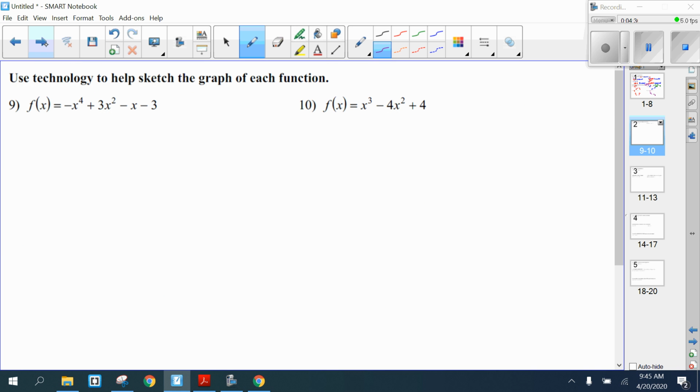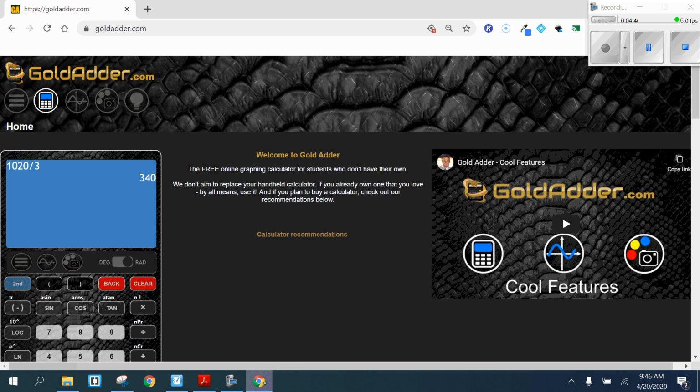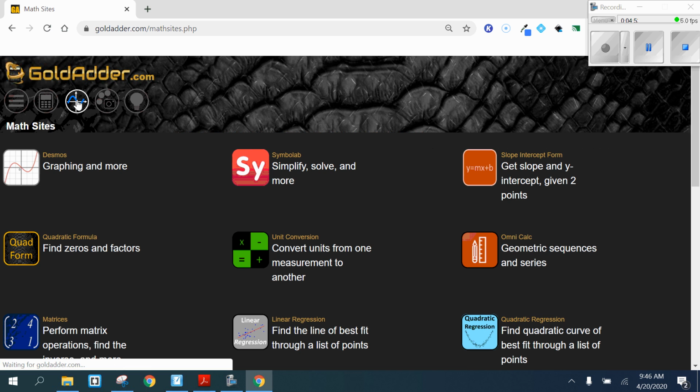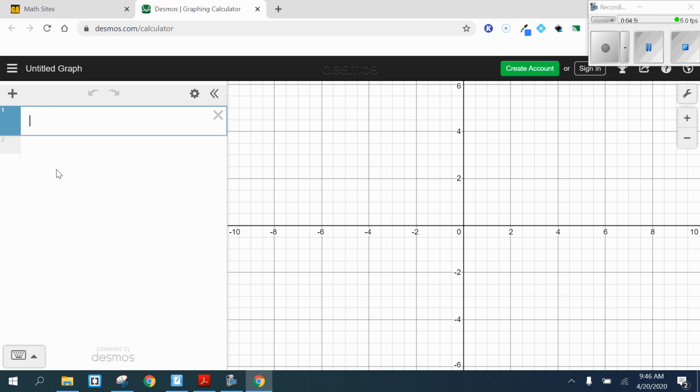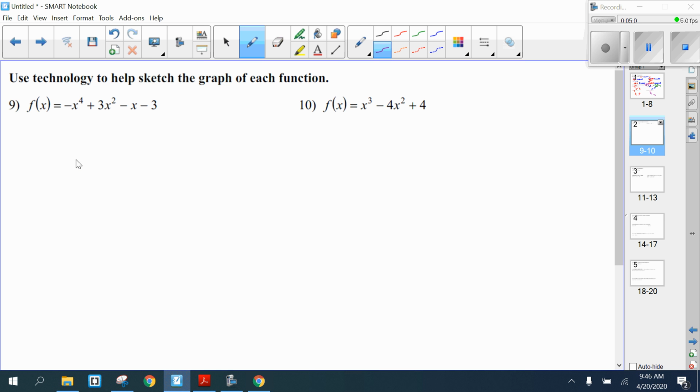Use technology to help sketch the graph of each function. I showed you how to do this by hand. You could always just plug numbers in, but we're going to be able to use technology here, so let's take advantage of that. Go to my website here, goldadder.com, and then click on the math links and go to Desmos. Or, of course, you could just go straight to Desmos if you want. And we're going to type in this function here.